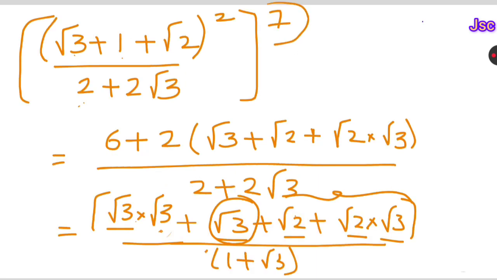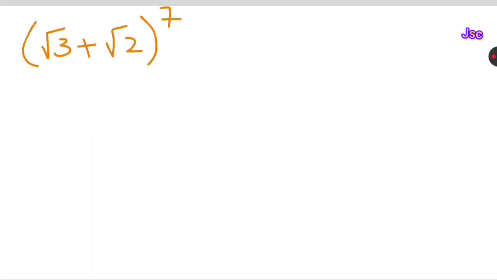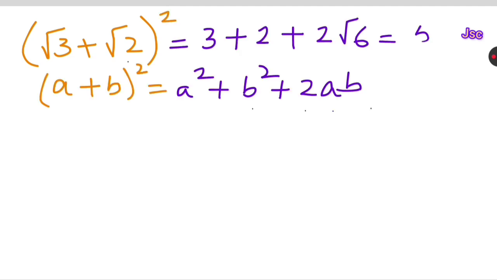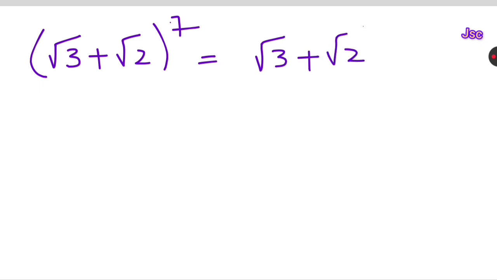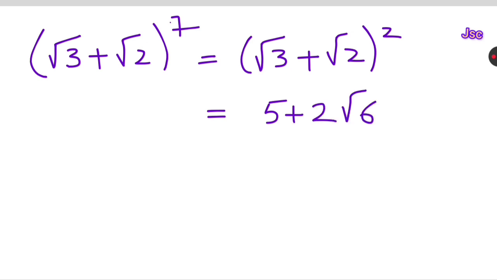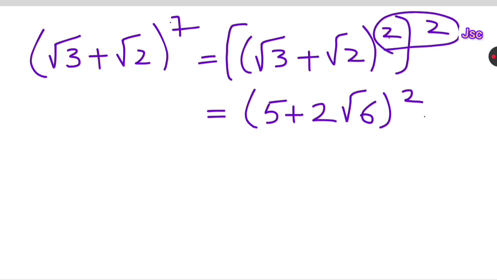Still we need to do whole raised to the power of 7. Now let's do that. Instead of doing 7 directly, first we start with 2. So let's do whole raised to the power of 2. The value is 5 plus 2 root 6. So our goal is to find root 3 plus root 2 whole power 7. First we did whole power 2, the value is 5 plus 2 root 6. Now again I am going to do whole power 2. That means if you do whole power 2 here, we are going to get whole raised to the power of 4. So 5 plus 2 root 6 whole power 2 is equal to root 3 plus root 2 whole power 4. So let's do that.